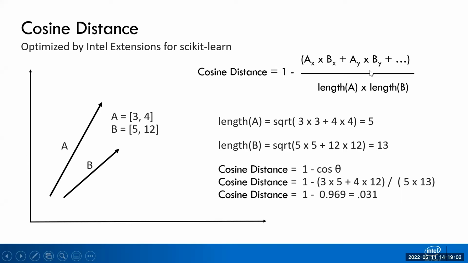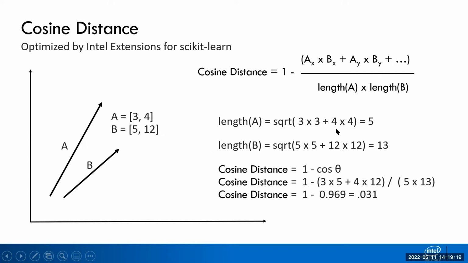So the top one is the dot product, and the bottom one is the multiplication of the lengths. The length of A is the square root of 3 squared plus 4 squared, which is 5. And the length of B is the square root of 5 squared plus 12 squared, which is 13, right?